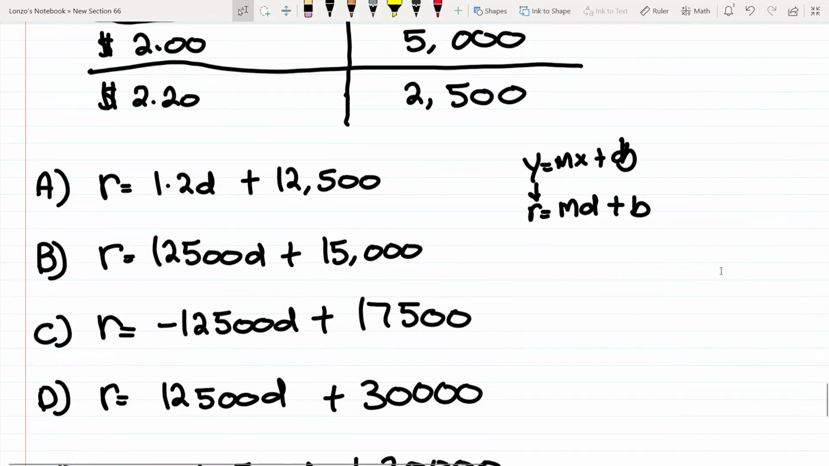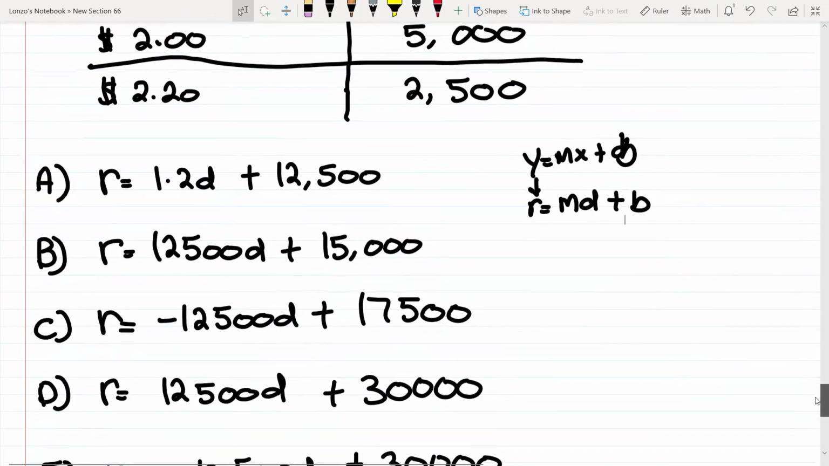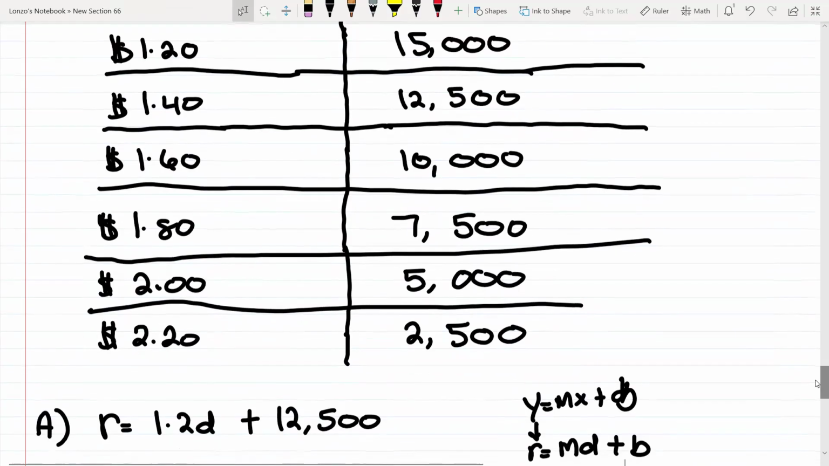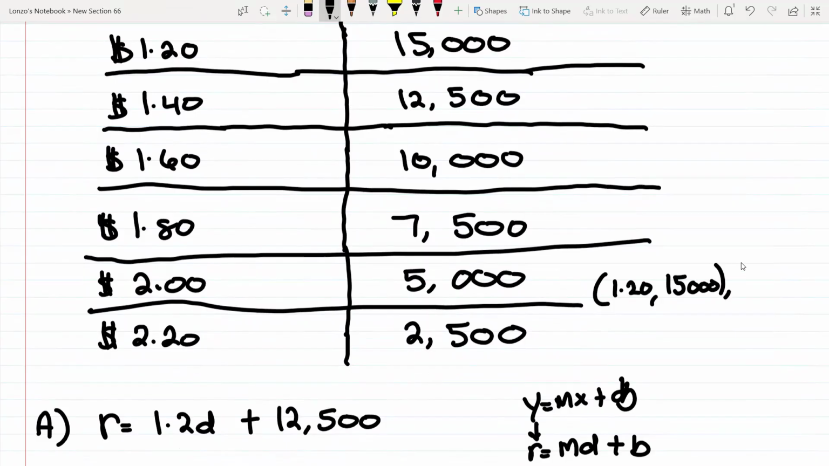So let's go ahead and find my slope. From the 2 points, I'm going to pick two random points. Maybe I'll use 1.2, comma 15,000, and then the other one is 1.4, comma 12,500. And then this is x1, y1, x2, y2.